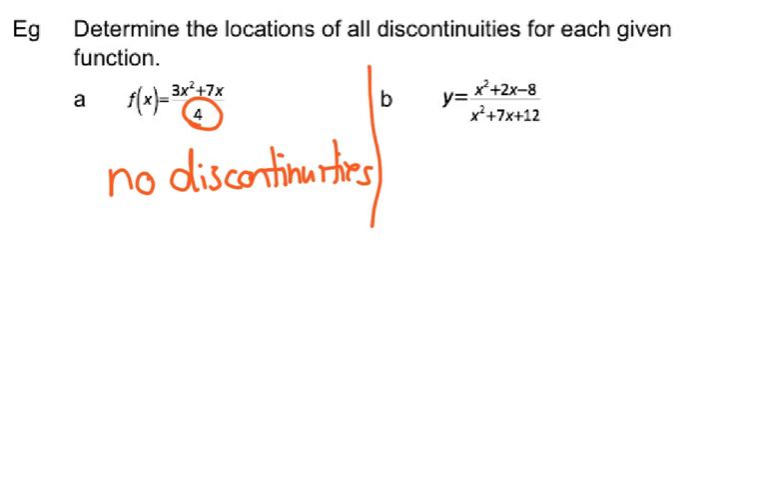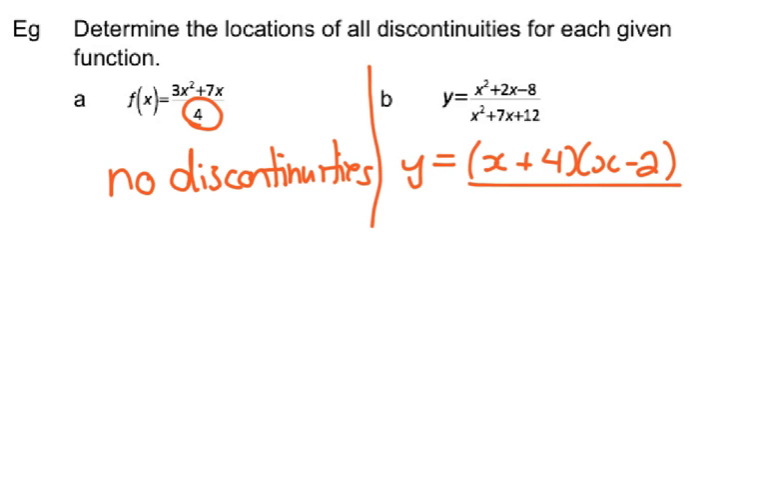B, we'll factor the top and bottom. The top, we need to multiply to -8 and add to 2, so that'll be x plus 4 and x minus 2. Bottom will multiply to 12 and add to 7, so x plus 3 and x plus 4.